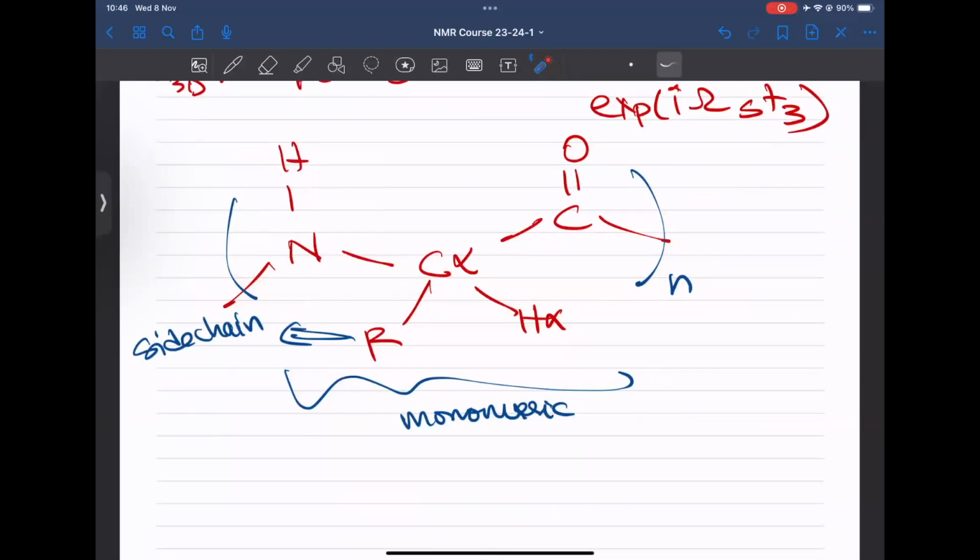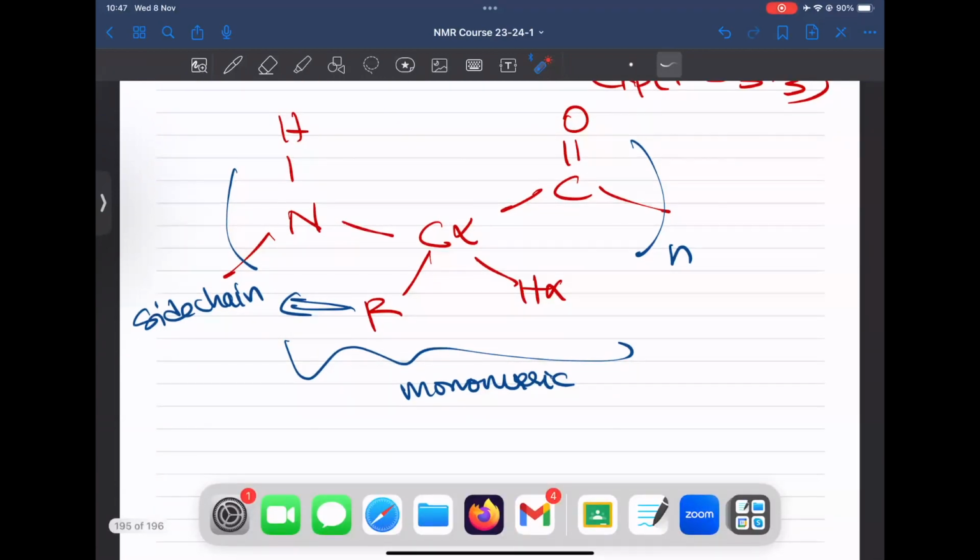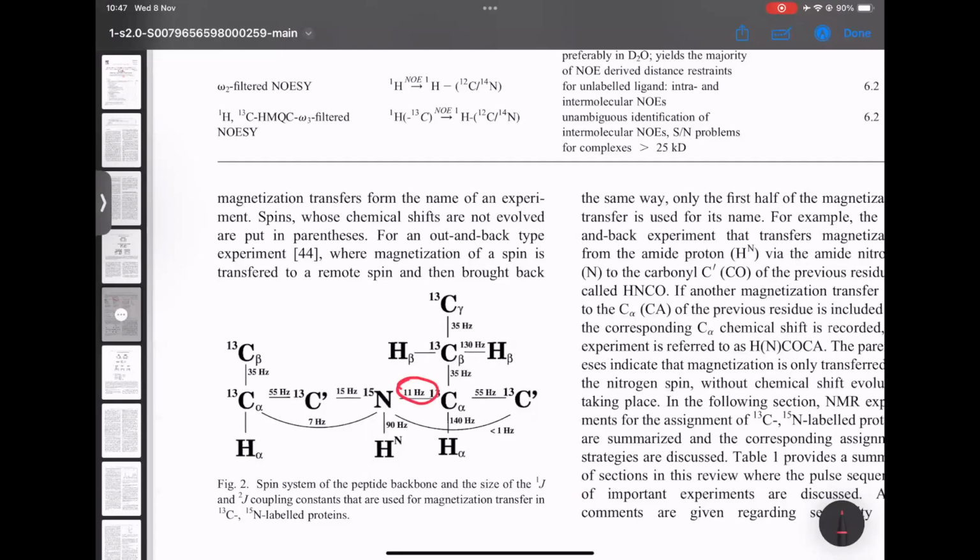And how are these correlations established? They are established by a single bond scalar coupling that exists. The magnitude of scalar coupling determines the sensitivity of the experiment. And as has been rightly done here, the amide nitrogen to C alpha of the same residue is about 11 hertz, and the preceding residue is about 7 hertz.